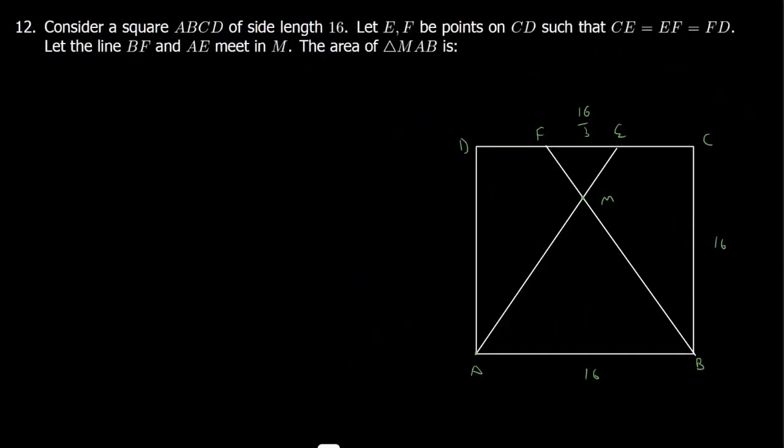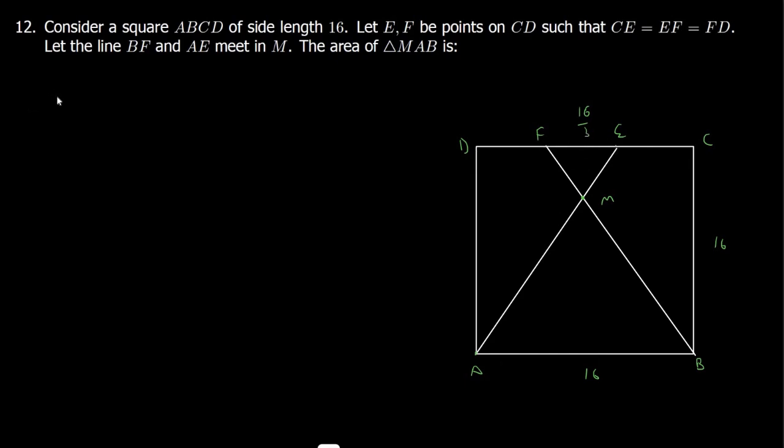Next question is of geometry. Consider a square ABCD of side length 16. Let E and F be points on CD such that CE equals to EF equals to FD. Now that means E and F trisect the side CD. So each of the line segment will be 1/3 of the total segment, which is 16 by 3.